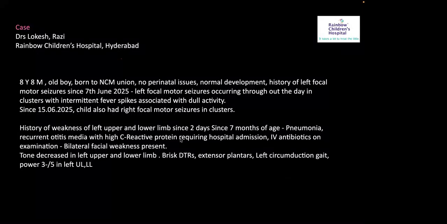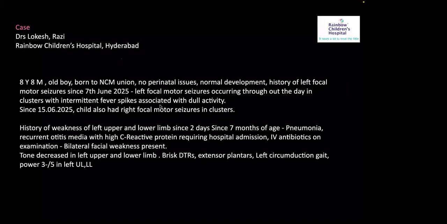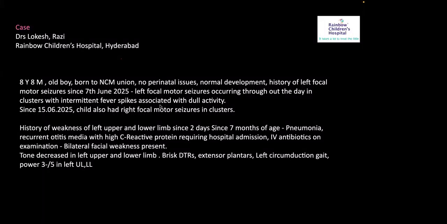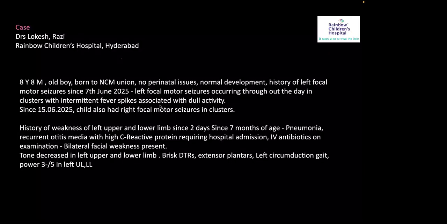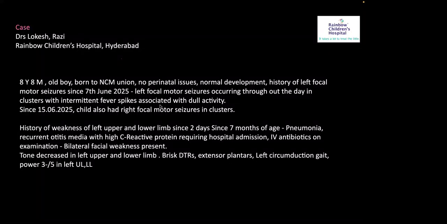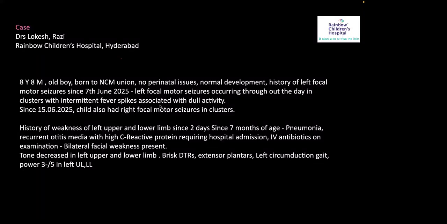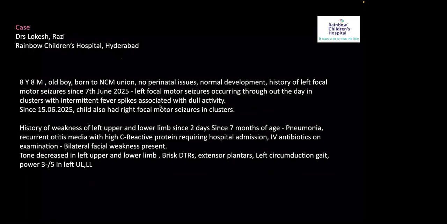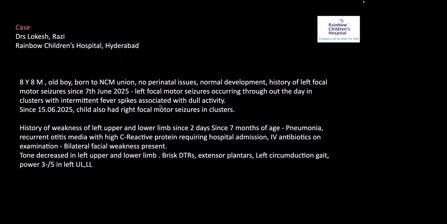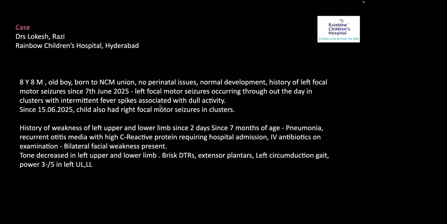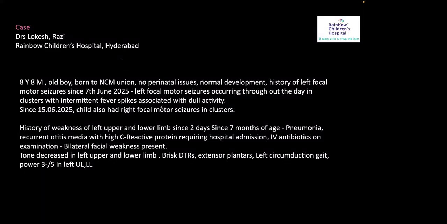So this is an 8-year-old male child presented with no perinatal issues, normal development prior to that. History of left focal motor seizures started initially. Only jerking of hands were there, but he was able to carry out daily activities. Intermittent fever spikes were persistent. And then he developed left upper limb and lower limb weakness as well. And then the child started to have right-sided upper limb distal jerking movements of the hand. That was in hospital after admission.